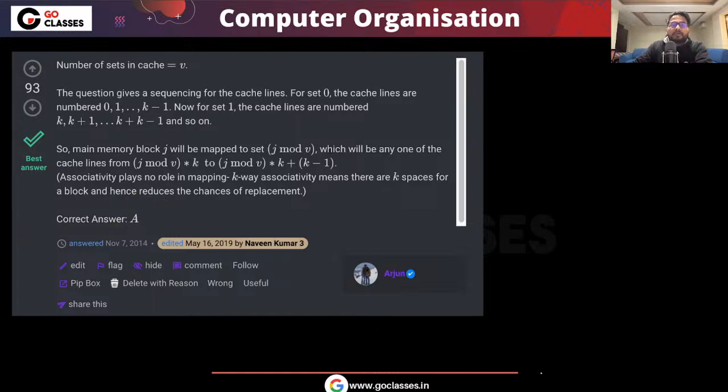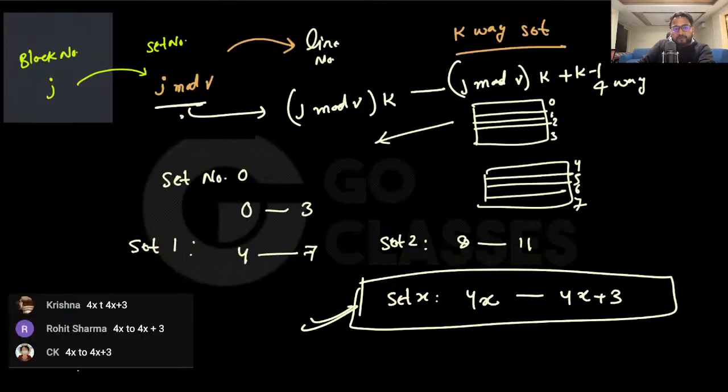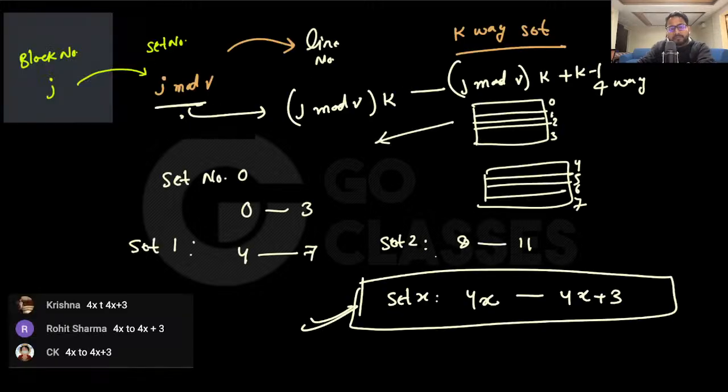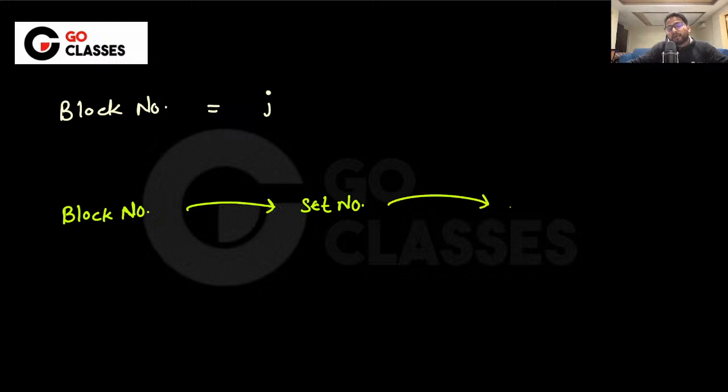Okay, so let me just revise this question. What they are saying, block number is given to you, it is j. Block number is given to you as j. Okay, now next thing they are saying, given this block number, don't just tell me the set number. I mean, this is the intermediate step that you anyway have to do. Tell me also the possible line numbers that the set has. Okay, just one more step they have added.